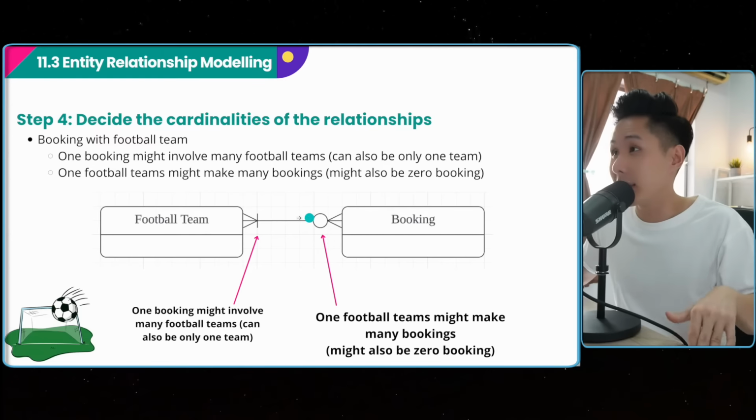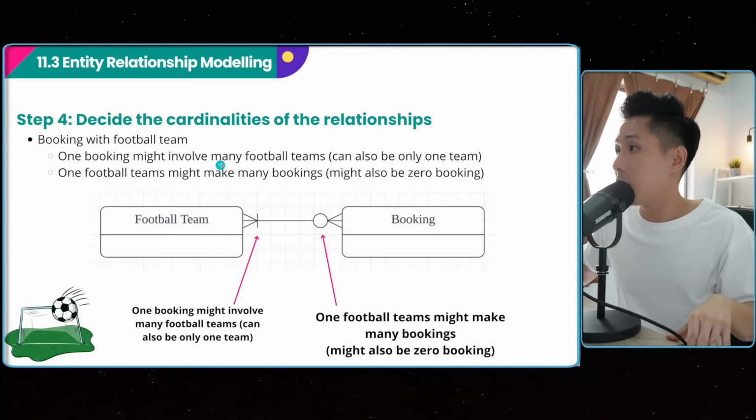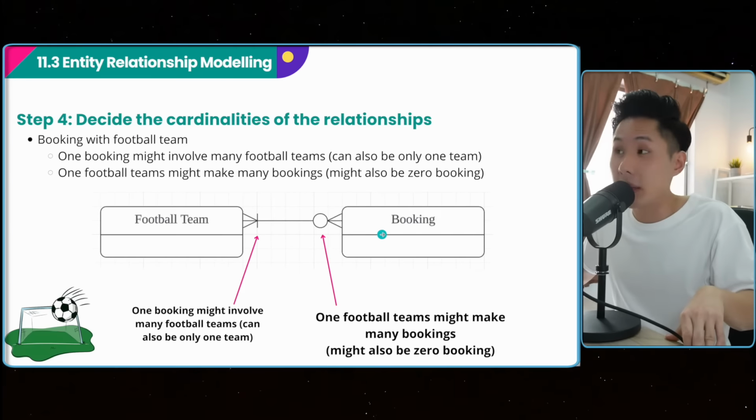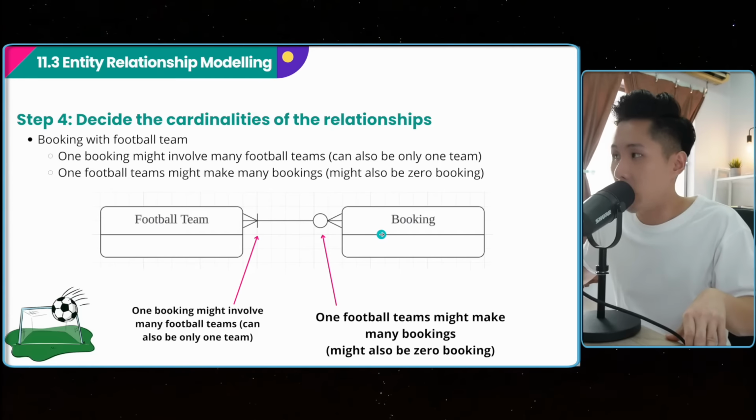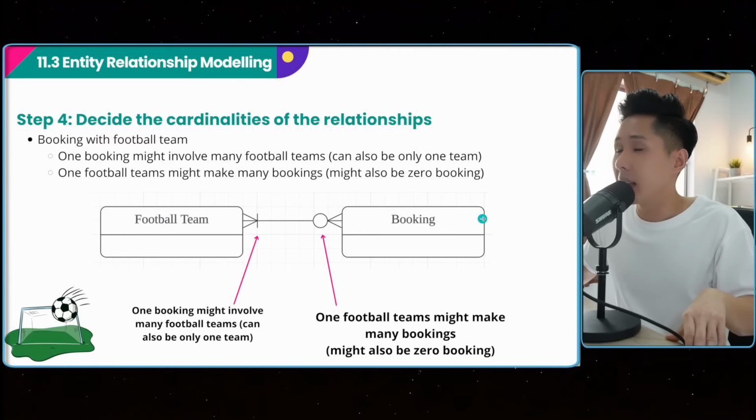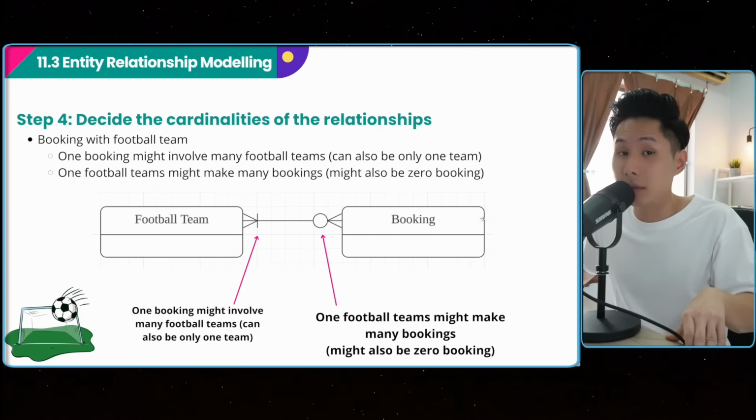I'm going to prepare the last example. A booking may involve many football teams. A booking might involve many football teams, but it has to be at least one team. All right, so that's how I put the 1. And one football team might make many bookings, and at the same time, they could also be making no booking in that particular week. So I have 0 to many. So this is how we decide the cardinalities of the relationship.